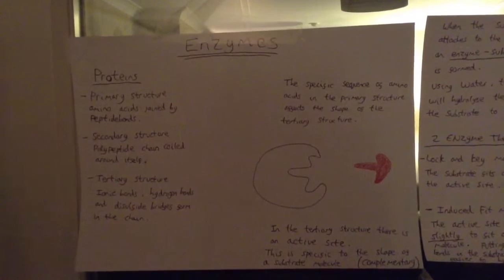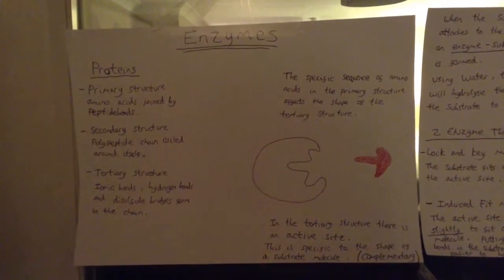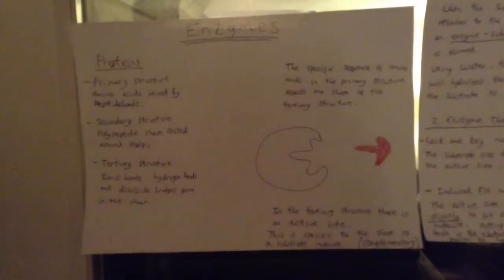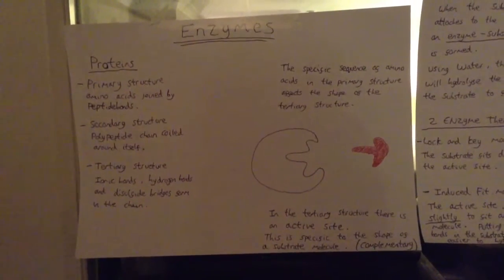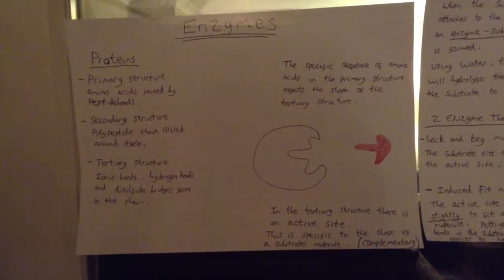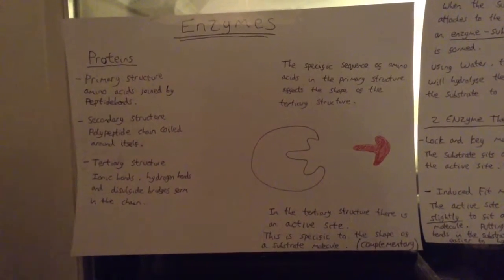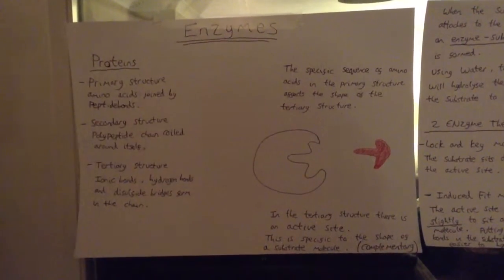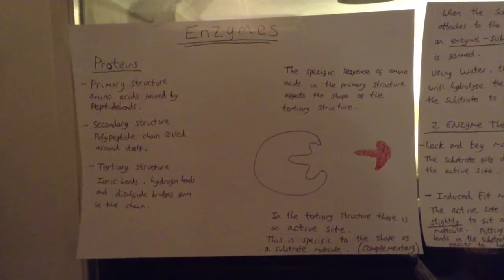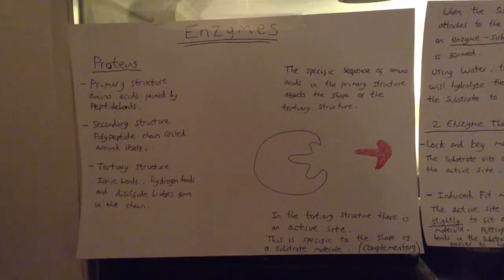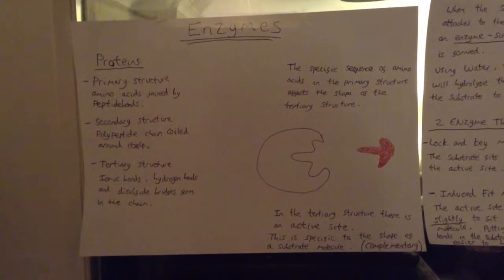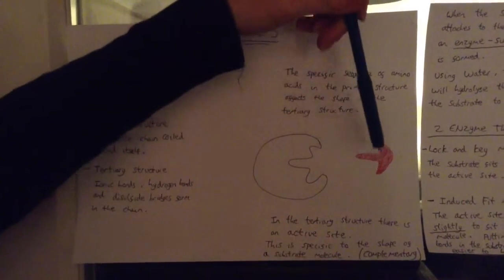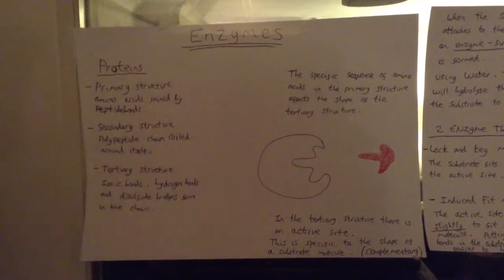Then for an enzyme, the specific sequence of the amino acids in the primary structure actually affects the shape of the tertiary structure. So the sequence of those amino acids causes a shape, and this shape here is called the active site of the enzyme. And this active site is specific to the shape of a substrate molecule, and that's called being complementary. So the active site is complementary to the substrate molecule, and you can see that these will kind of attach together.